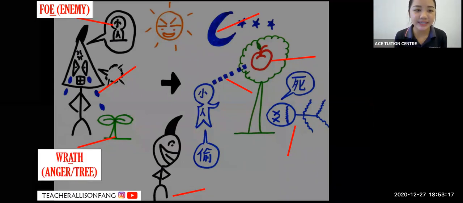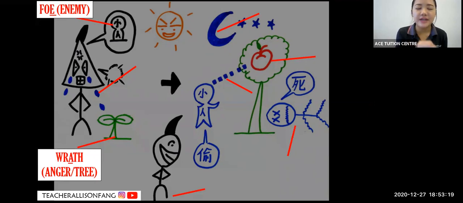So as you could see here, because this persona failed to express his anger towards his foe, he let his anger grow and grow bigger into a beautiful big tree. At first it was just a little plant, but because he was watering it with his tears of anger, he let his wrath grow and grow bigger. If you can't remember the meaning of wrath, you can memorize the A word. The A stands for anger. E stands for enemy. A stands for anger, which is implying the little tree there.